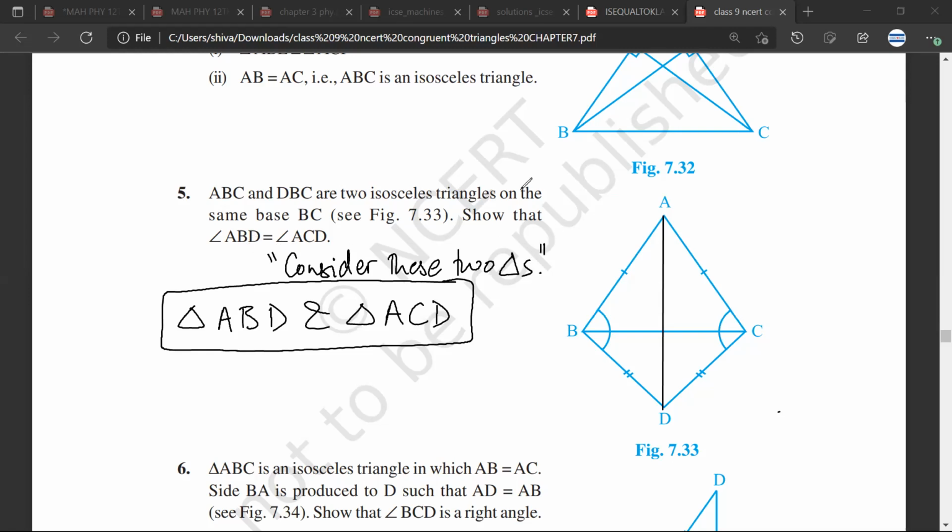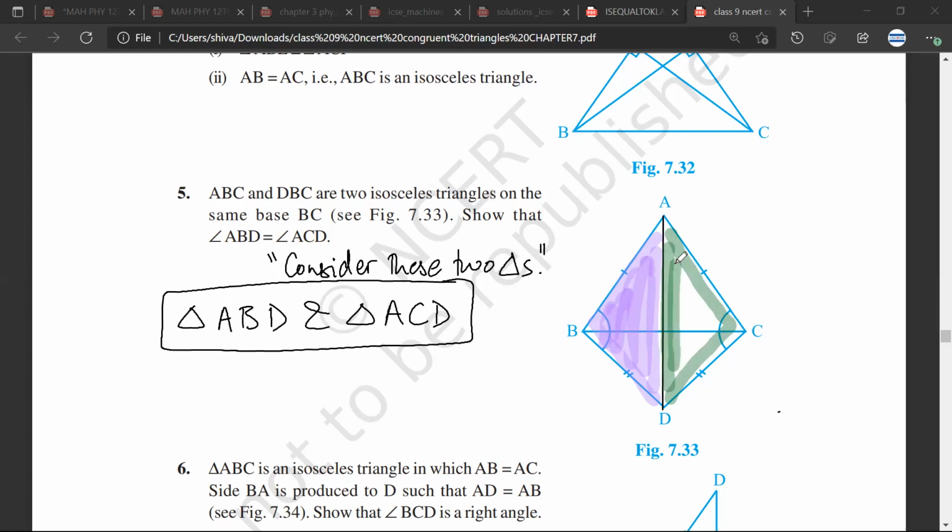I'll give you a shortcut, Mr. Sarthak. Can you see these two triangles? Yes, sir. Can you try to prove that these two triangles are congruent? Yes, tell me, how are they congruent?